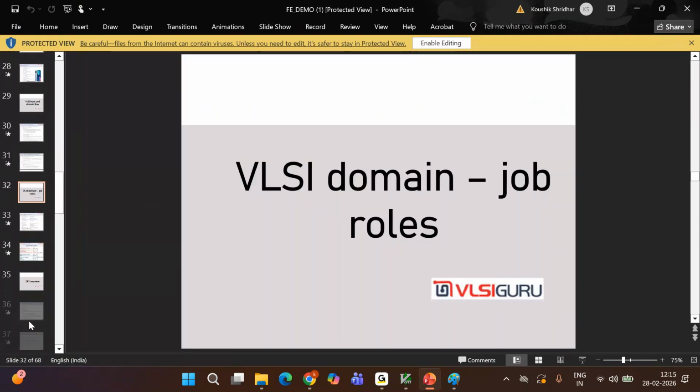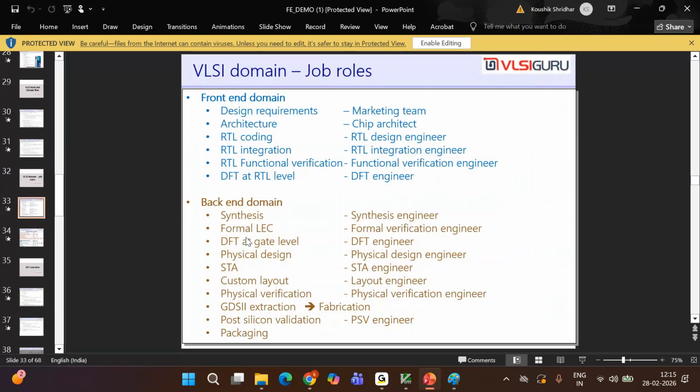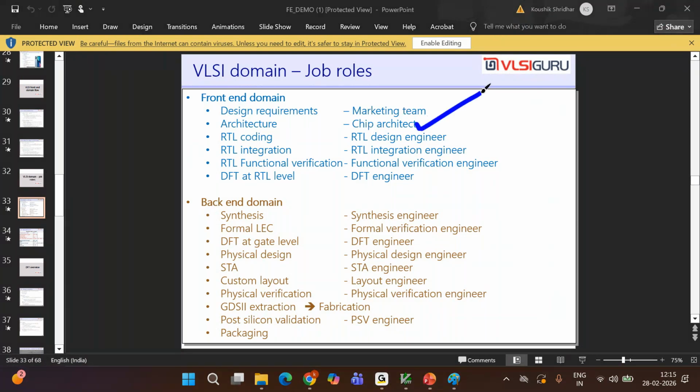Coming to job roles present in the VLSI domain, I'll speak with respect to both front end as well as back end. These are how the mappings are present. For design requirement, we call it the marketing team. For architects, chip architect level, this will generally be 15 plus years of experience, not a fresher role. RTL coding, integration, and functional verification are mapped as RTL design engineer, RTL integration engineer, functional verification engineer, and DFT engineer. The DFT engineer will take care of DFT at RTL level and DFT at gate level.